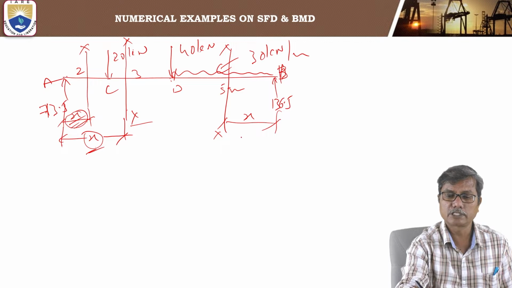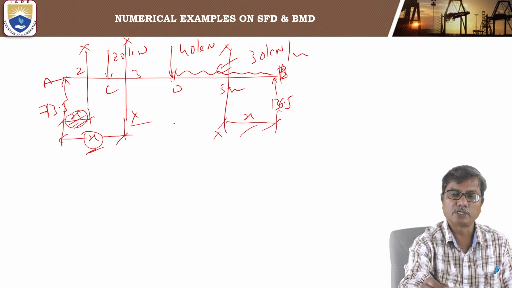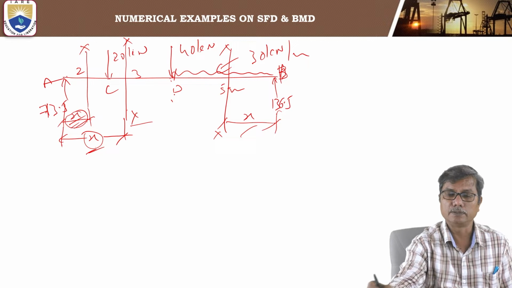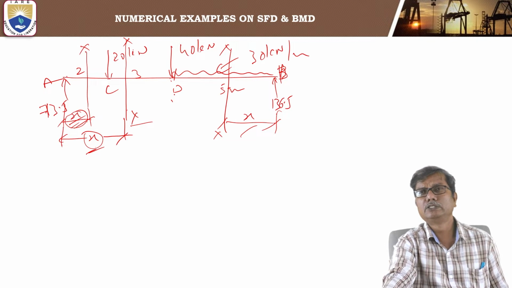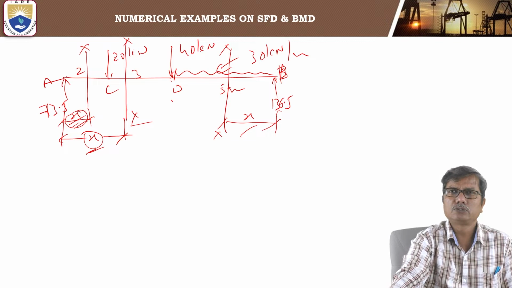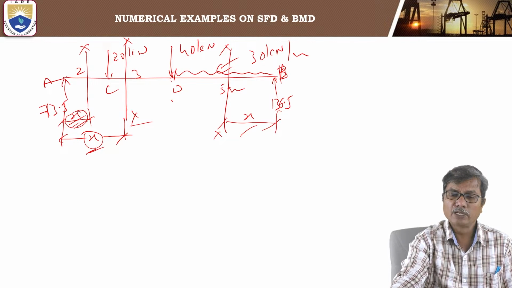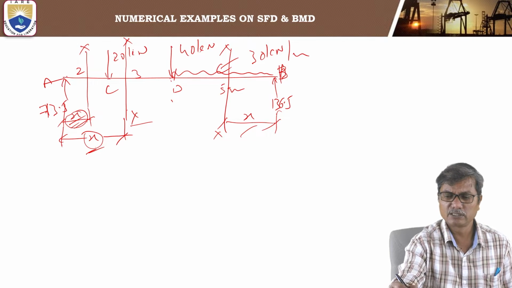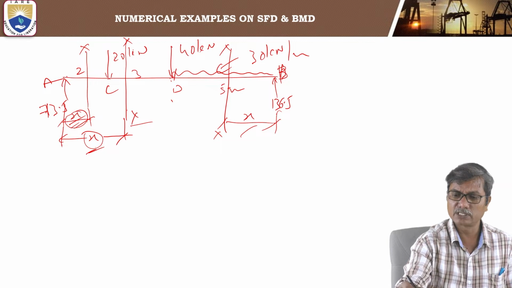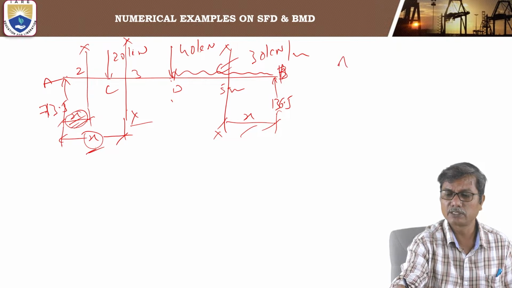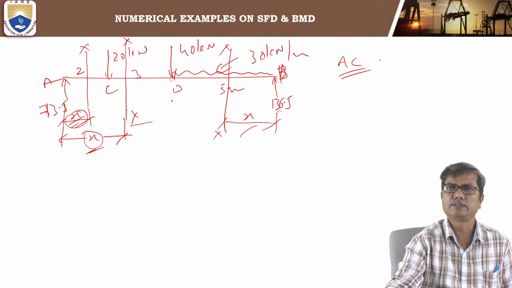And how about this section between BD? X varies from 0 to 5. That means B to D. It is clear. So like that, we have to consider the limits for x. Now let us consider section between AC first. Section between A and C.